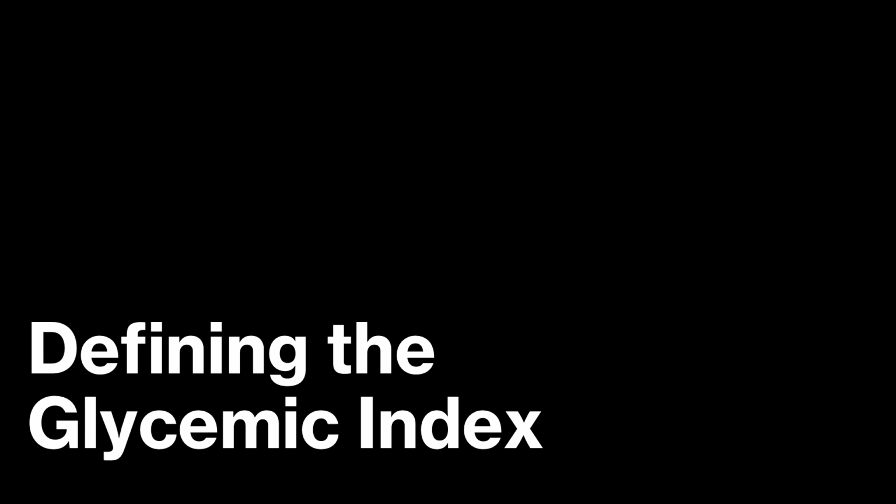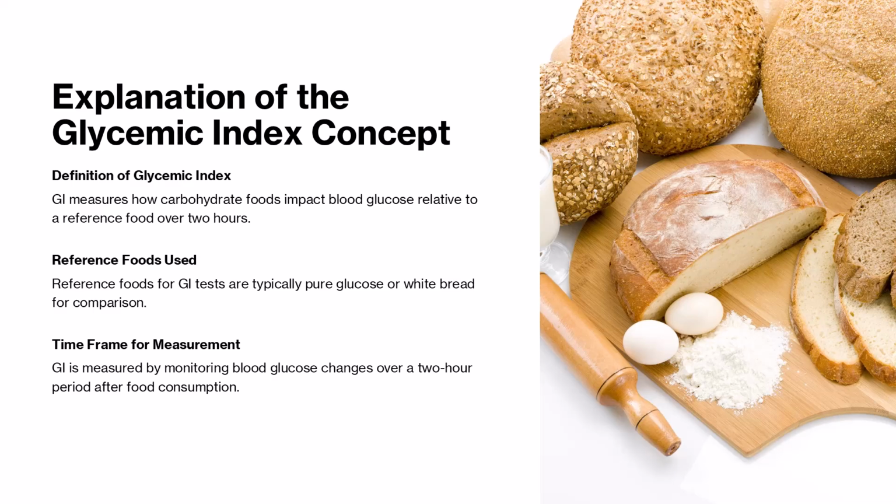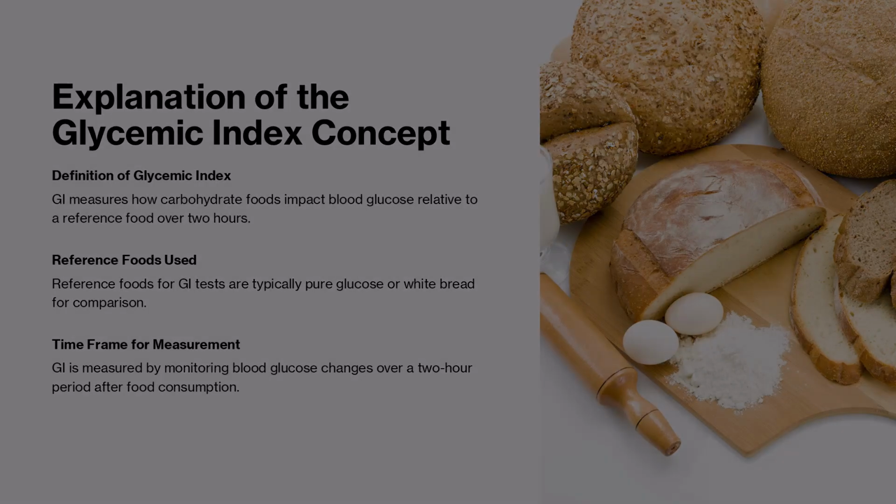Section 1. Defining the glycemic index. Let's begin by defining the glycemic index. Explanation of the glycemic index concept. The glycemic index, or GI, measures how carbohydrate-containing foods impact blood glucose levels compared to a reference food over a 2-hour period. These reference foods are typically pure glucose or white bread. After consumption, blood glucose changes are tracked to determine the food's GI value.